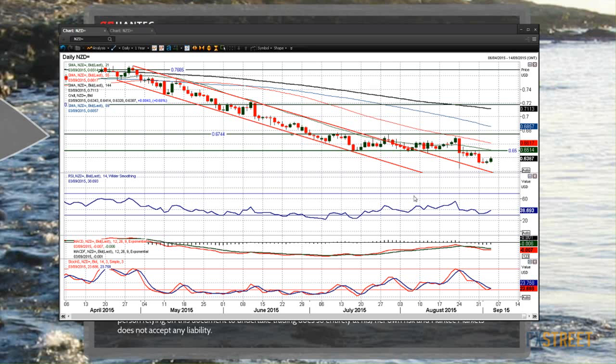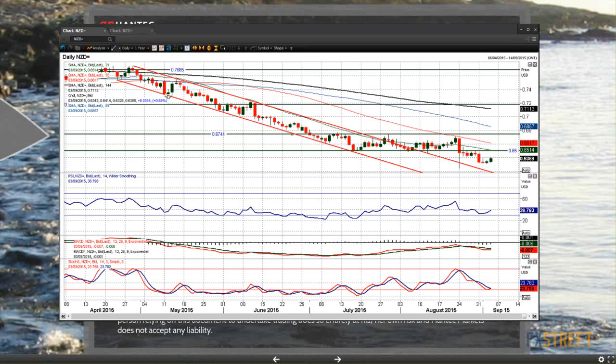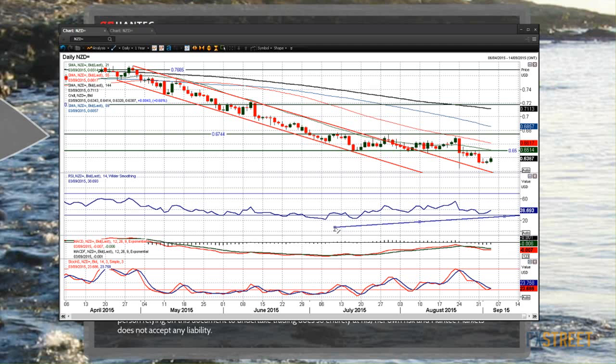You do have very slight bullish divergence, you could argue, on this RSI, although it's not amazing. The lower lows on the price, the higher lows on the RSI. But yeah, I think the Kiwi dollar is more positive than the Aussie dollar, certainly will be, but neither of which are that positive.